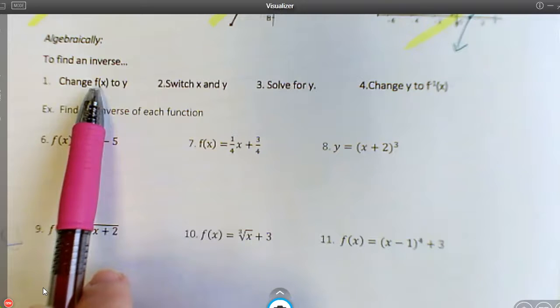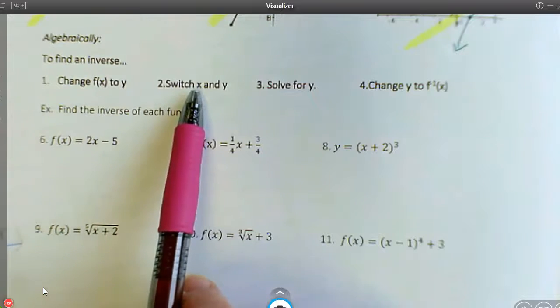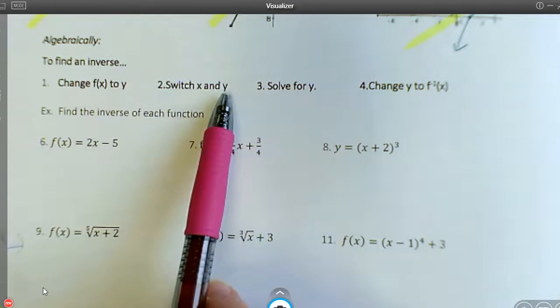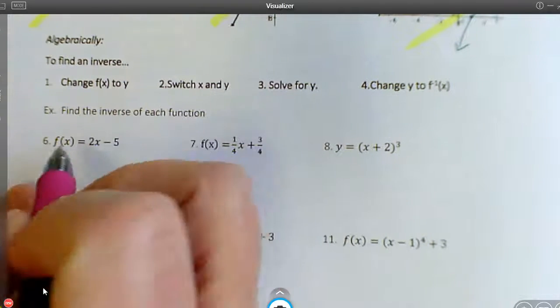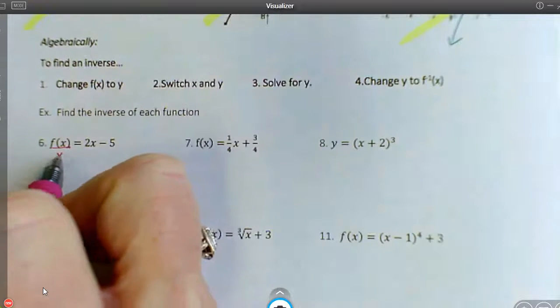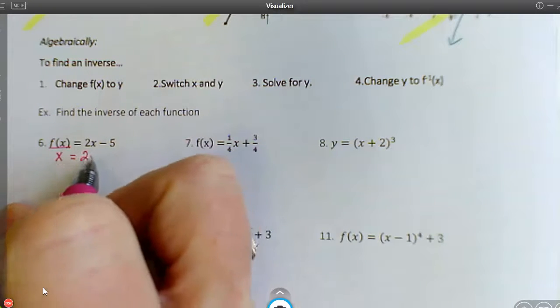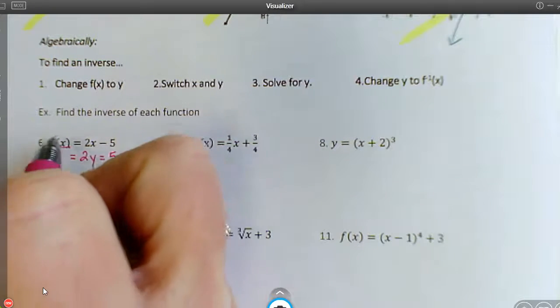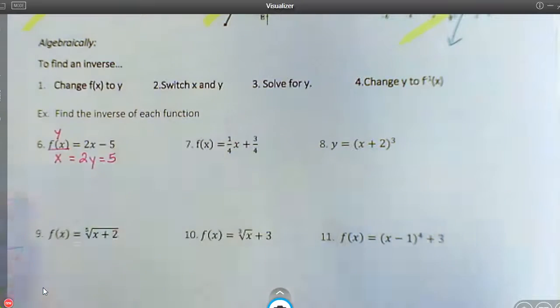F of x represents y. So when we switch x and y, f of x is going to become x, and x will become y. So that in number 6, that's our first thing. F of x is going to be x, because we're changing it, and x becomes y. And see that f of x was understood to be y. So I switched x and y.